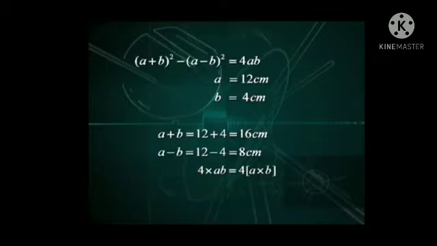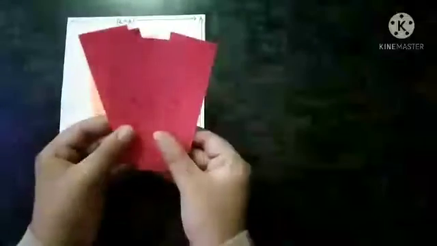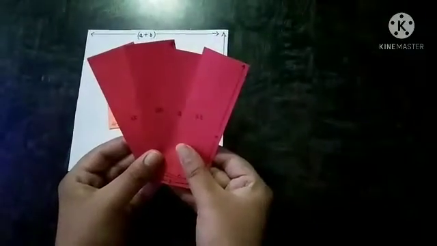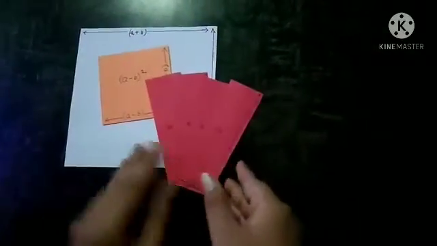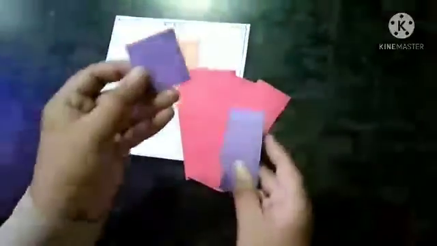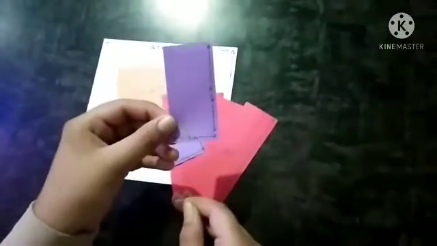Now we have to show that (a + b)² − (a − b)² is 4ab. For this, we have made these four rectangular cutouts of dimensions 4 by 12 centimeters, and apart from these, we have made two more cutouts of dimensions 4 by 4 centimeters and 4 by 8 centimeters.